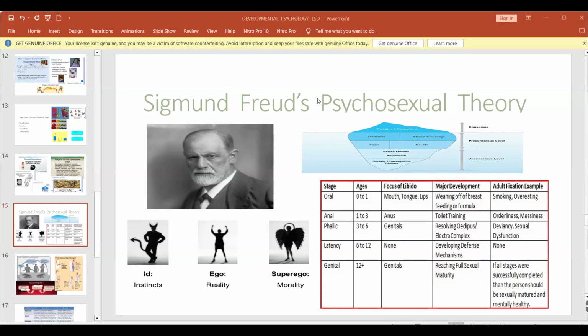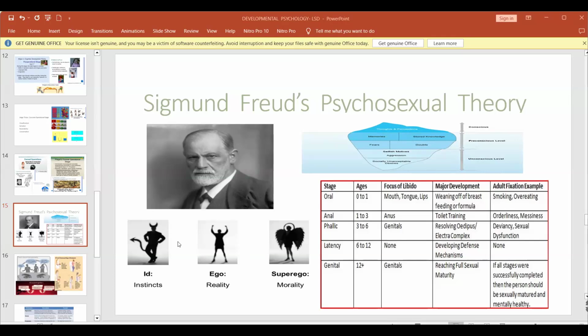According to Sigmund Freud, our personality has three parts. They are termed id, ego, superego. You can see the words on the screen. Id, ego, superego. Right? They are the components of a personality, the parts of a personality. So let's see what they mean.